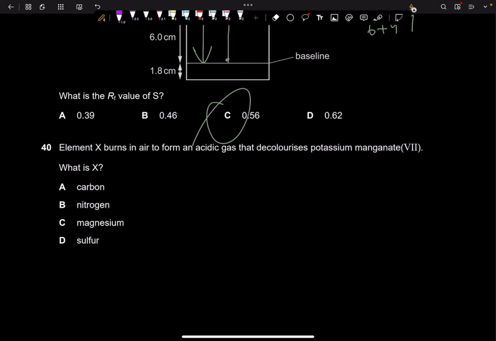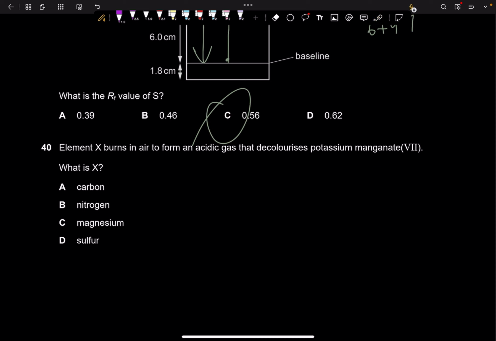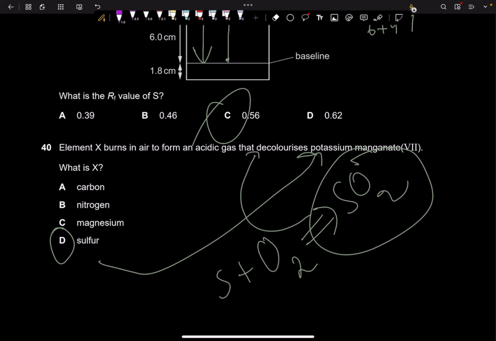Element X burns in air to form an acidic gas that decolorizes potassium manganate. Okay, acidic gas that decolorizes potassium manganate. Burns in air. Sulfur dioxide's test is that it decolorizes potassium manganate. When sulfur burns in air, meaning with oxygen, it will form sulfur dioxide. And if you know the chemical test, sulfur dioxide decolorizes aqueous potassium manganate.